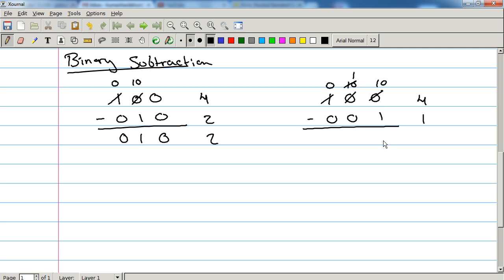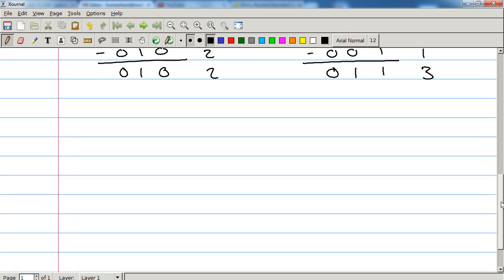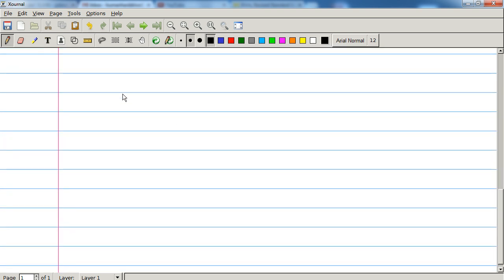So 2 minus 1 is 1. 1 minus 0 is 1, and 0 minus 0 is 0, and what you're left with is a binary 3. Again, everything checks out. It's very straightforward. It's not that hard. Now, the trick comes when we do something like this.